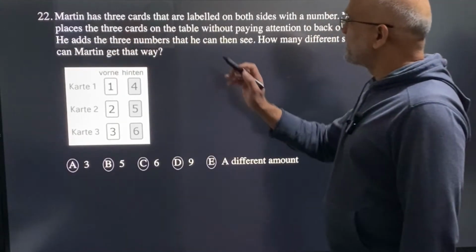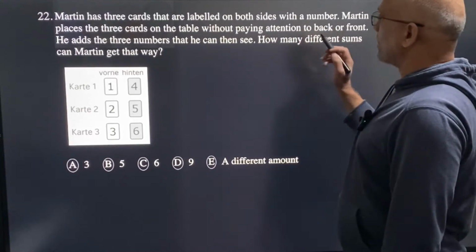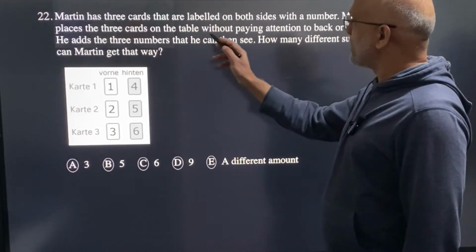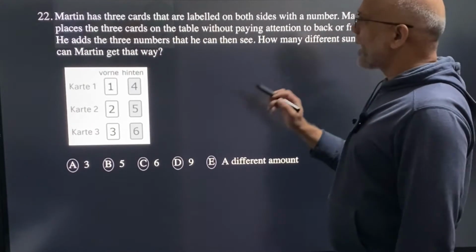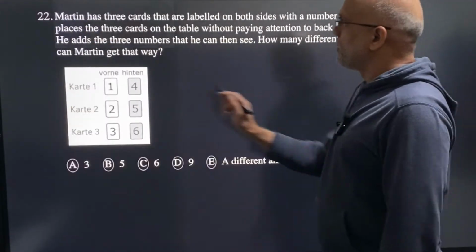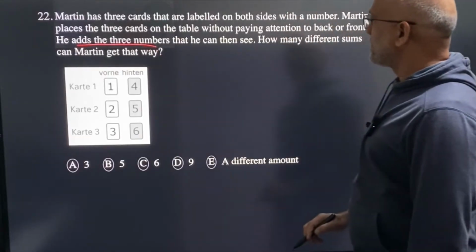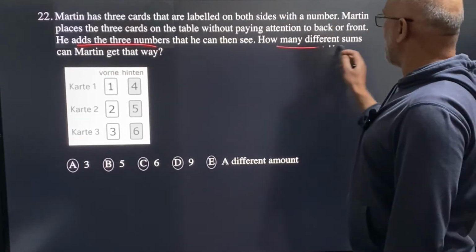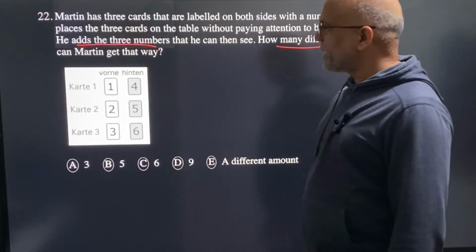Martin has 3 cards that are labeled on both sides with a number. Martin places the 3 cards on the table without paying attention to back or front. He adds the three numbers that he can see. How many different sums can Martin get that way?